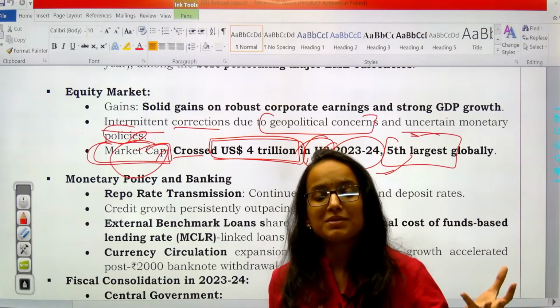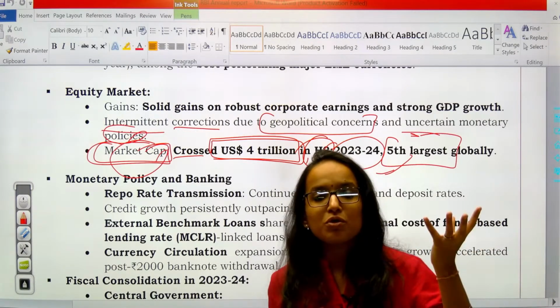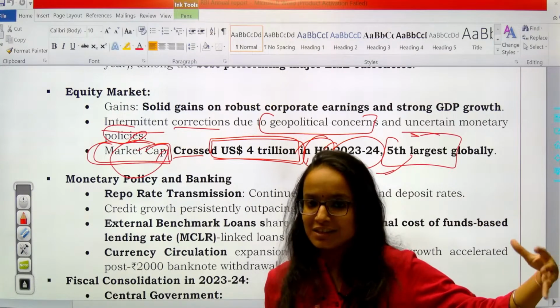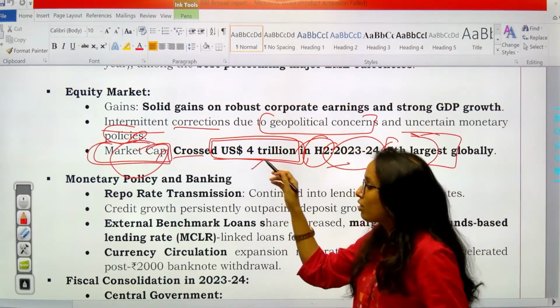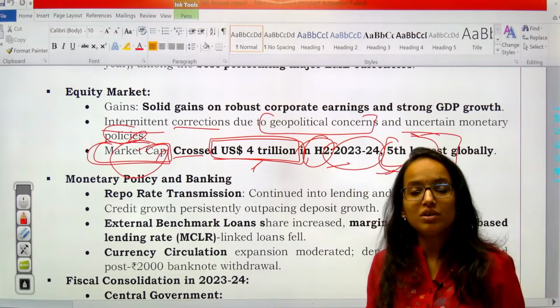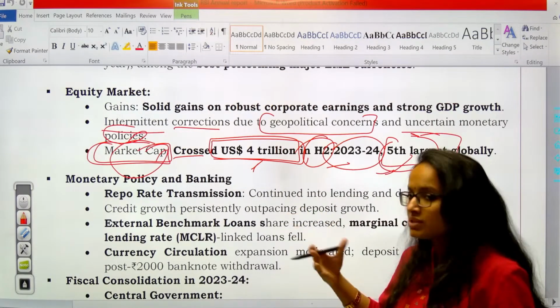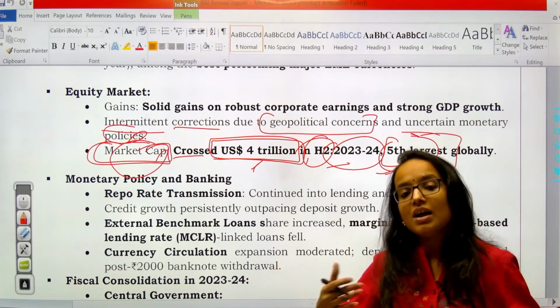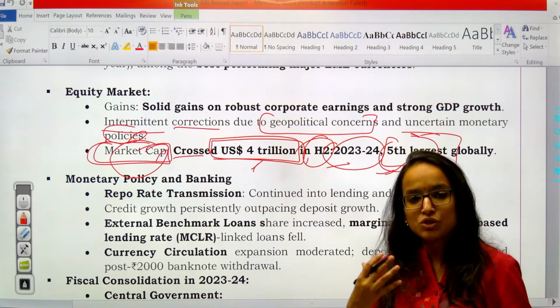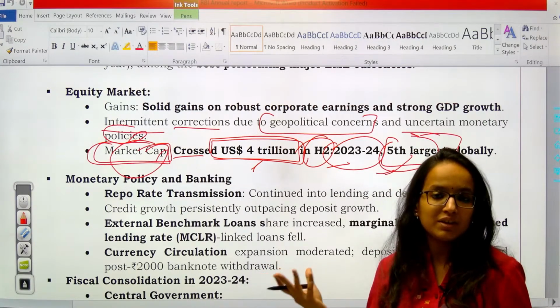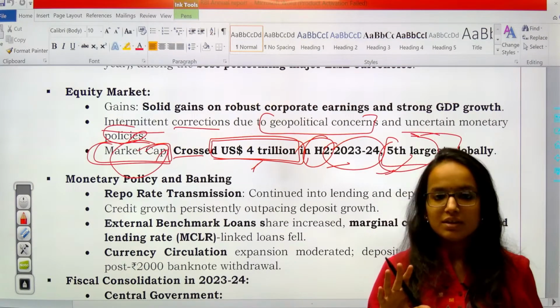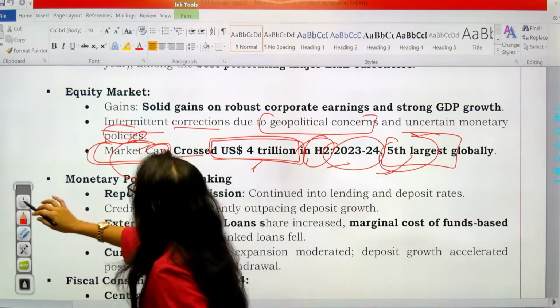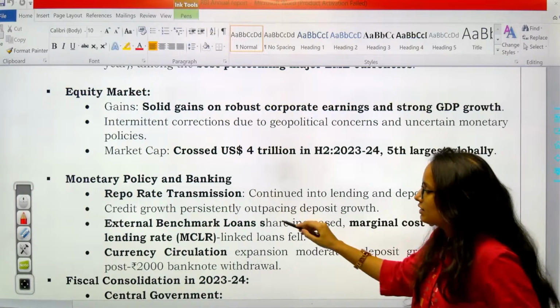And if your M cap is rising, your value, your market is expanding. That is a good sign. So India has become the 5th largest economy to have crossed 4 trillion US dollars of market capitalization. That shows that our share markets are expanding. We have an exuberant equity market, an exuberant share market or stock market, right? So this is it about the equity market. You should remember these things, okay?